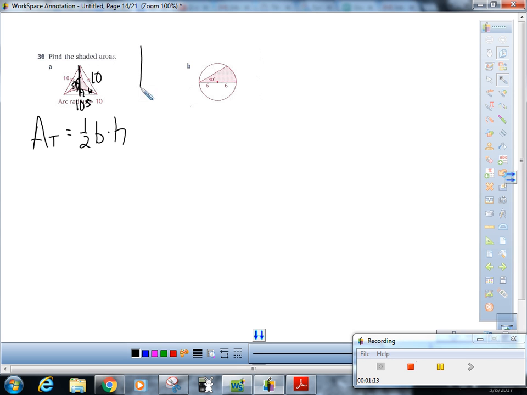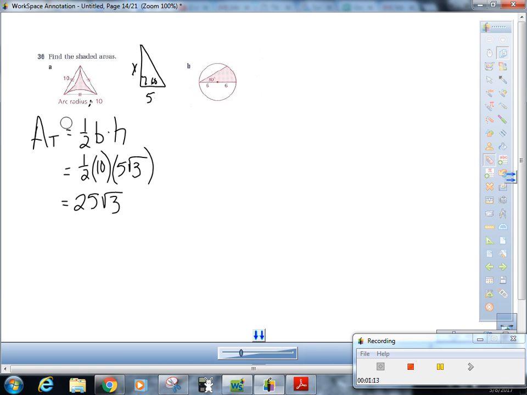You have to be able to solve for a missing part of a special right triangle, and essentially, this is what we have. We have to find x. X is 5 radical 3. So the area of the triangle is 1/2 times 10 times 5 radical 3, which is 25 radical 3. So now, that other picture that I erased is going to be kind of more important.